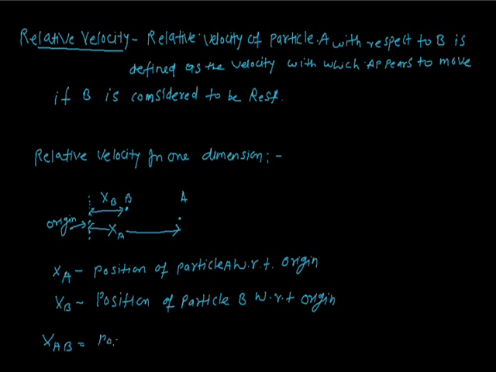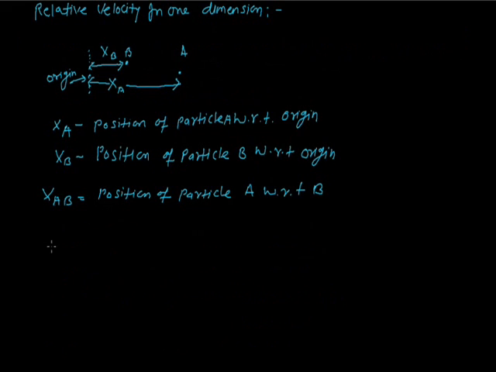If we have to find xab, what is xab? xab is the position of particle A with respect to B. So how will we get xab? xab will be xa minus xb. We have seen this in relative position.